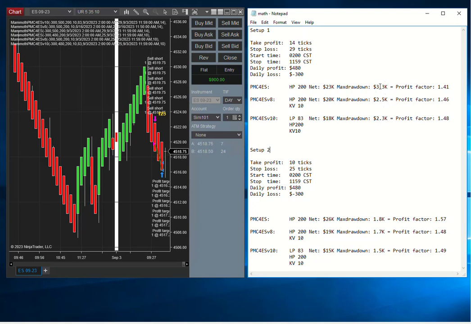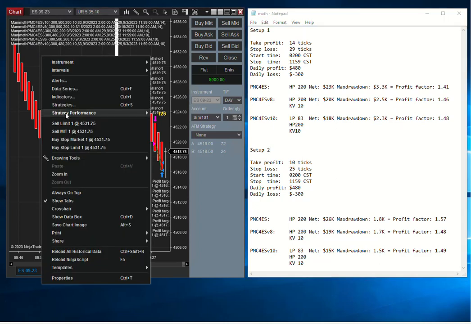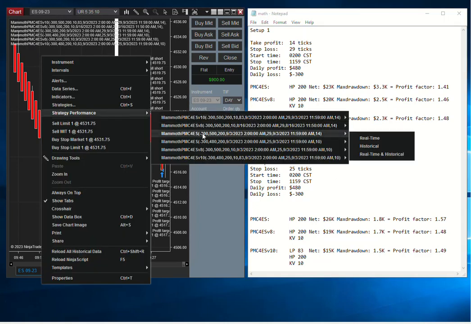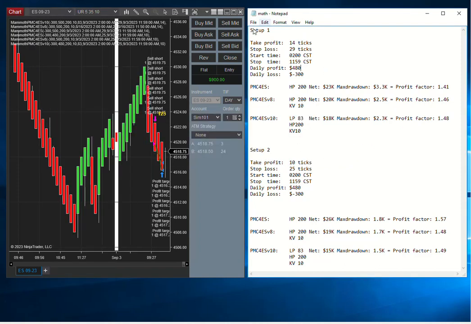And versus the original, the drawdown is a little bit higher, 3.3, but your net profit is a little bit higher as well. But profit factor stays above 1.4. So very close. I just want to show you the difference between them, and we'll show you later. But now this is setup 1.